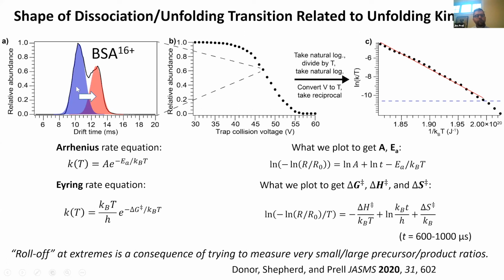So here's a zoom in of a typical collision-induced unfolding transition, where again, we're looking at bovine serum albumin in its native state, and we're adding energy to unfold it to a more unfolded state. And we can essentially take the ratio of the remaining native ion, and we can linearize that into a form that we can plug into either an Arrhenius rate equation or an Eyring rate equation to get at barrier information.